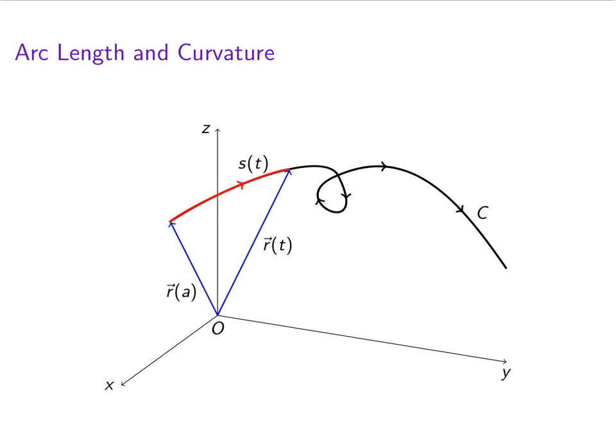So here's the picture. You have some curve, you have r of a and r of t pointing to points on the curve, and then s of t is measuring the length of the curve that goes between the starting and ending points.